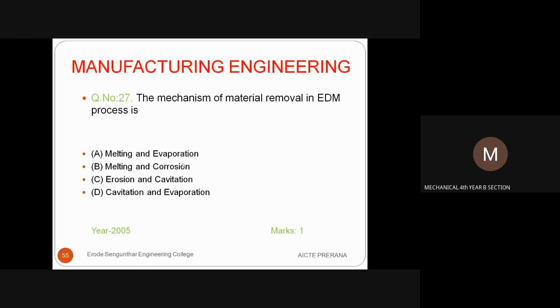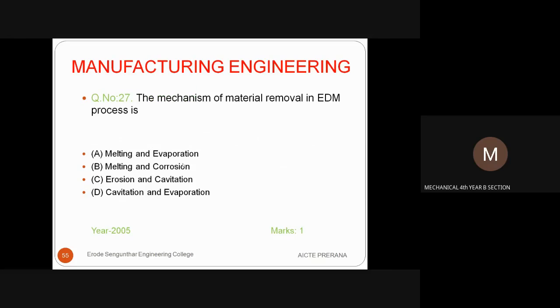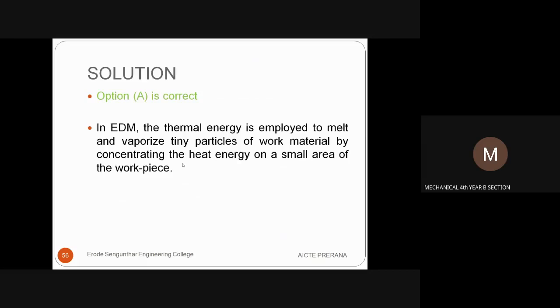Okay, so let us see the explanation. The answer is option A, melting and evaporation. First it gets melted and finally it gets evaporated on further heating. In the EDM process, thermal energy is employed to melt and vaporize tiny particles of the work material by concentrating the heat energy on a smaller area of the workpiece. It just works like a laser.